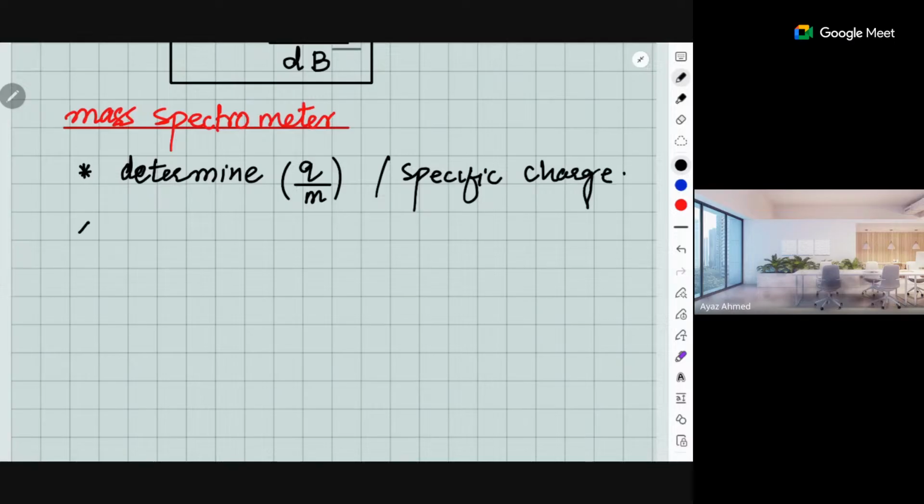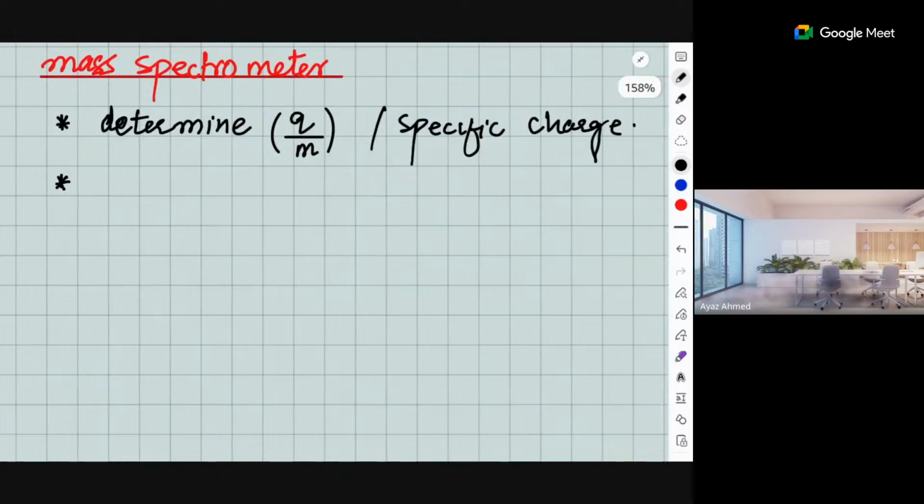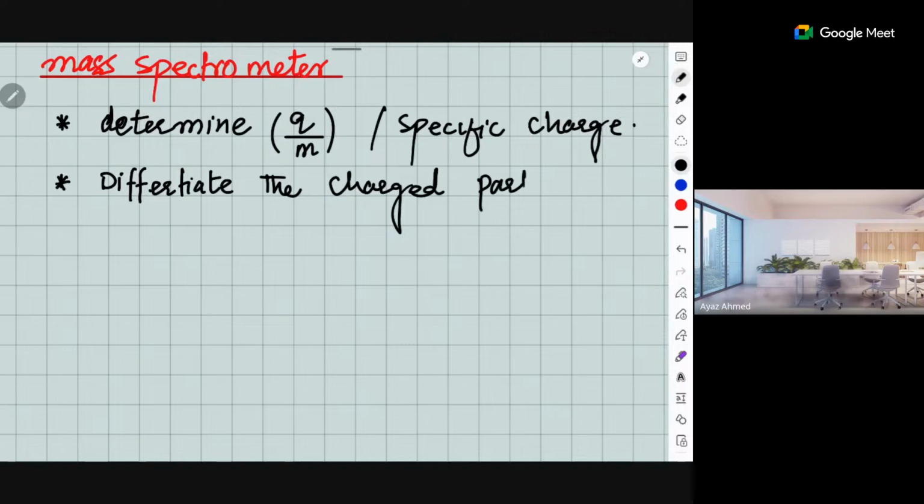So what was the reason for finding it out? There were some charged particles which had the same charge, but we were not able to differentiate them. That is why the charge to mass ratio was used to differentiate the charged particles. This was the main objective of this setup. And it has two chambers. One is the velocity selector chamber, and the second is the deflection chamber.